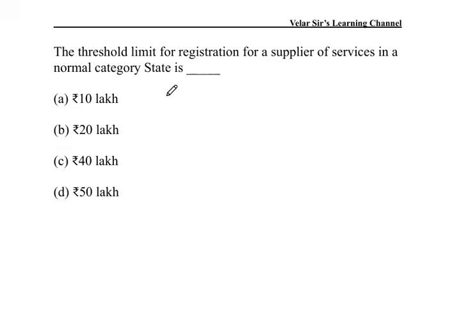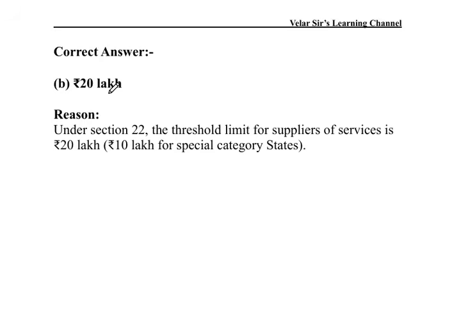Next MCQ. The threshold limit for registration for the supplier of services in normal category states is dash. First option 10 lakhs, second option 20 lakhs, third option 40 lakhs, and fourth option is 50 lakhs. The correct answer is B, 20 lakhs. Reason is given under section 22. The threshold limit for suppliers of services is 20 lakhs, and 10 lakhs for the special category states. The question here is about a normal state, therefore the amount will be 20 lakhs for the services.